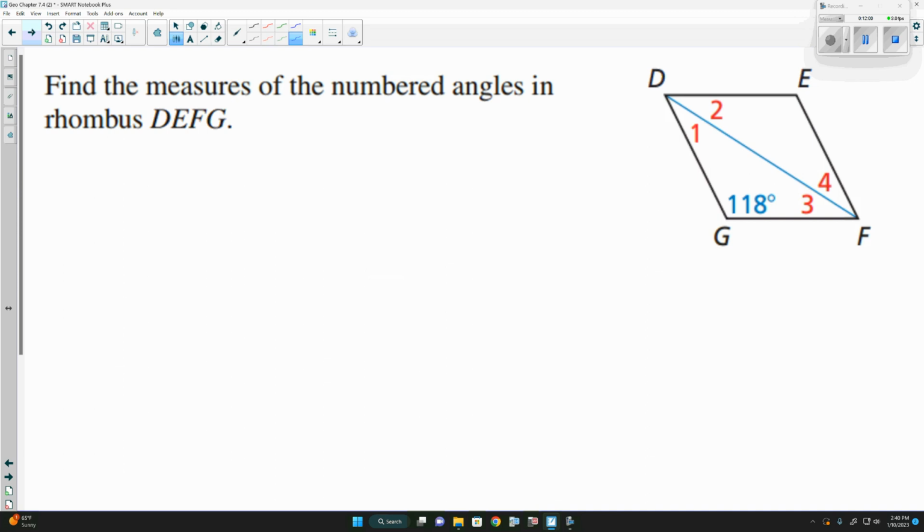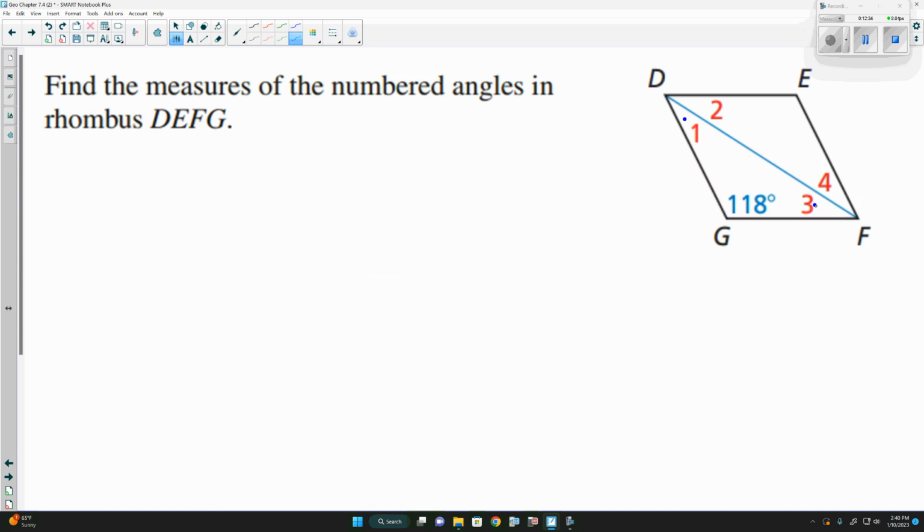So let's look at this next one. Find the measures of the numbered angles in the rhombus DEFG. So we want to find these here, yes? Since this is a rhombus, this diagonal DF bisects the angles, yes? Cuts them in half. Well, we know the whole angle D and the whole angle F are congruent to begin with, yes? So if they're congruent and cut in half, we know that the measure of angle 1 and the measure of angle 3 are going to be the exact same.